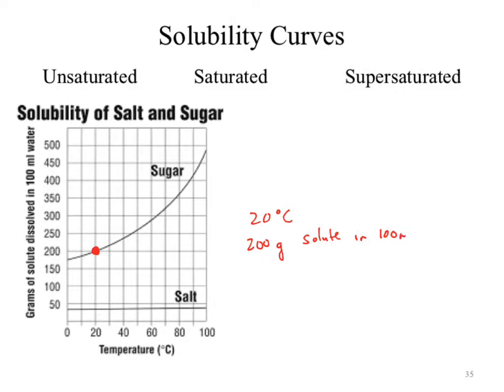And you said 100 milliliters of water. So 30 grams of sugar solute. How do you know it's sugar? It says on the graph. So it's using the information within the graph. Okay? So at that point, at 20 degrees Celsius, I get 200 grams of sugar.